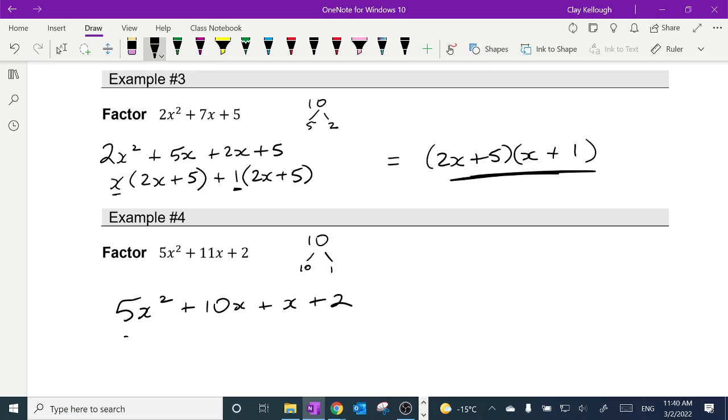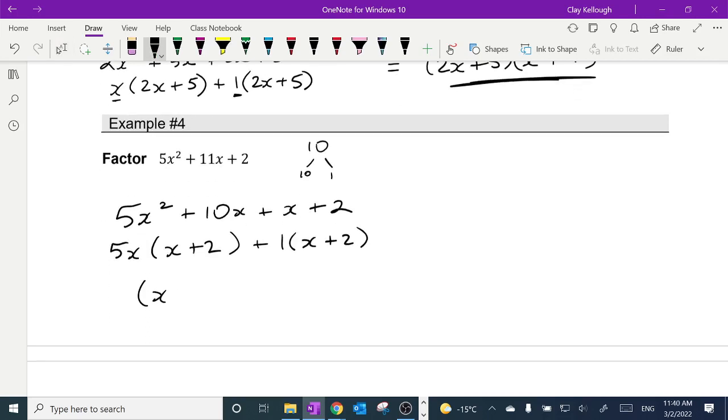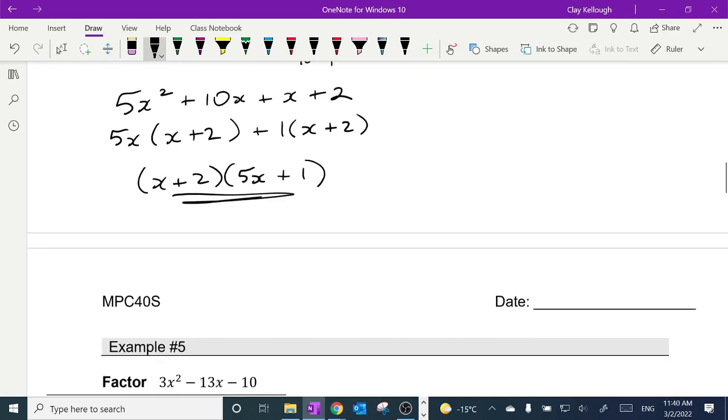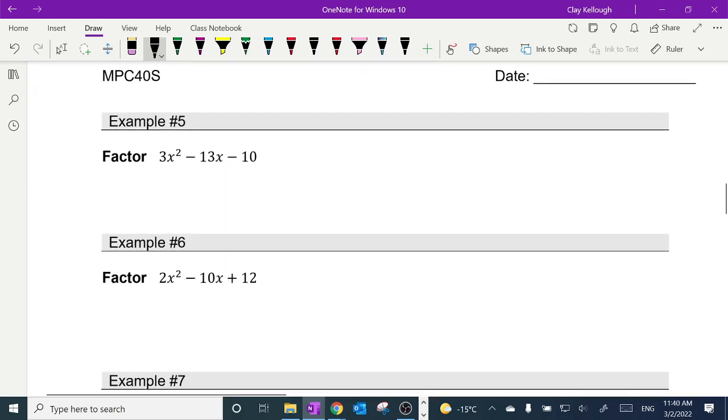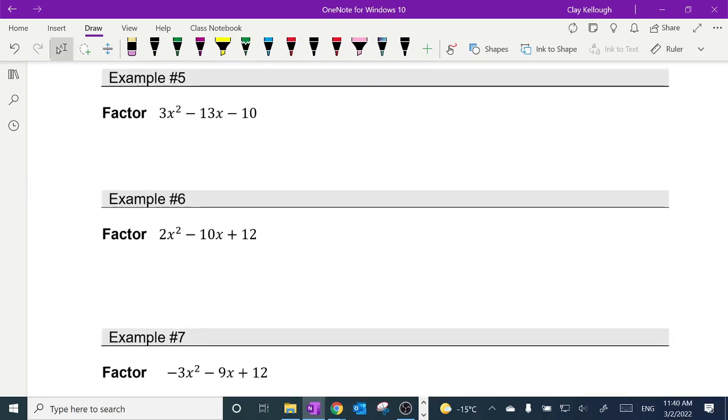I'm going to factor a 5x out of the first two things, leaving me x plus 2. And there's nothing I can factor out of there, so again, I just say factor out a 1. And once I've done that, I can now factor out the x plus 2. And there it is, factored. So that's the decomposition method. Give it another try here. And on number 5, pause the video, give it a try.